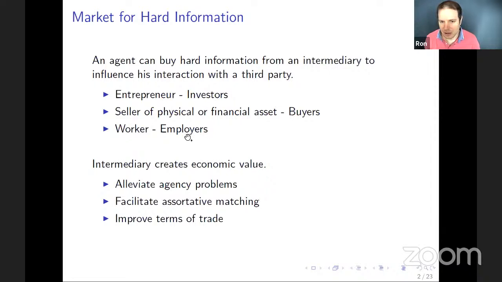Now, you can easily think of very good reasons for such intermediaries to exist, because in such interactions as the ones that I've described and others, they create economic value. For example, they can alleviate agency problems by filtering out bad projects or unscrupulous entrepreneurs. They can certainly facilitate assortative matching between workers and employers or assets and buyers. They can improve the terms of trade: if I have an asset that I know is valuable, but I can't prove it, if an intermediary allows me to prove it, of course I can get a better price for it. Okay, so this is clear, and this could easily justify why we see intermediaries in many settings.